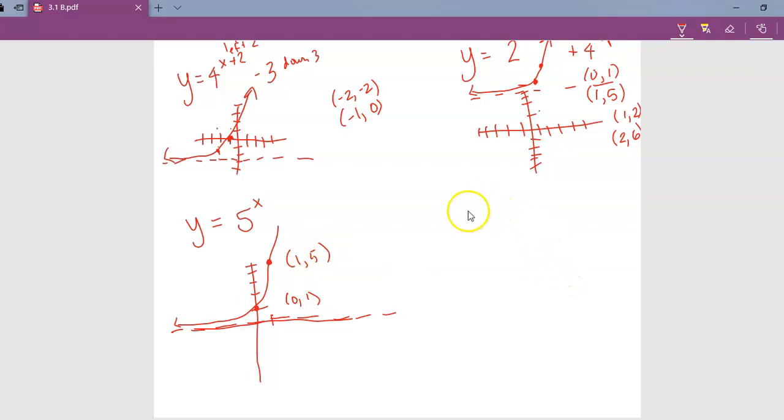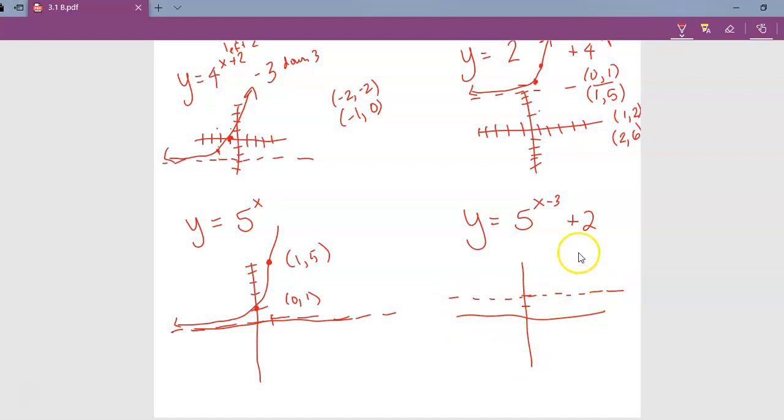Okay, so if y equals 5 to the x gets transformed, say I have x minus 3 and then plus 2. I know that my horizontal asymptote is going up to 2 because everything went up 2. The point that was at 0, 1, so it was right here, is going right 3 and up 2. So it's now going to be at 3, 3.